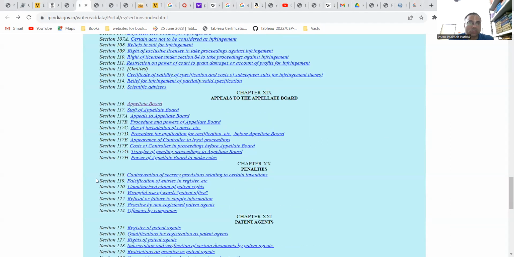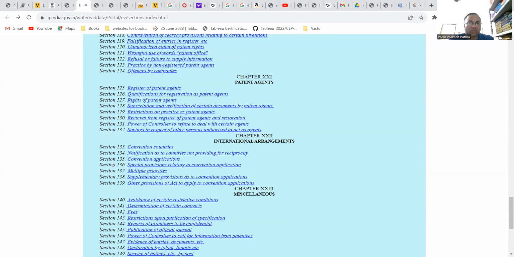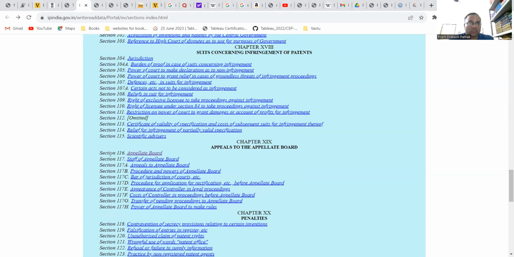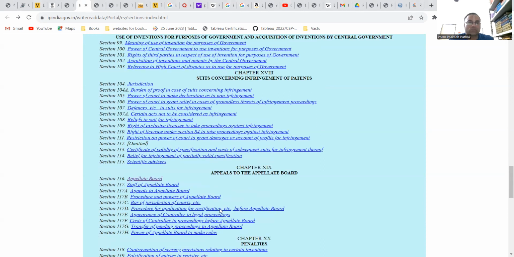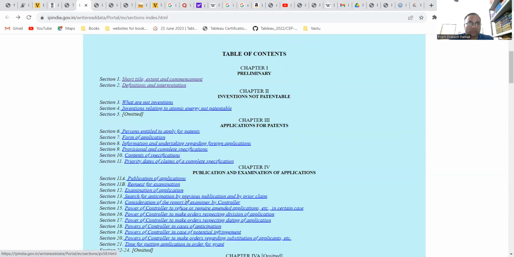So there are a total of 163 sections, but there are many sections which are omitted, like section 116 to section 117H. This entire chapter is now omitted. So you have fewer things to remember. Okay, so let us begin.